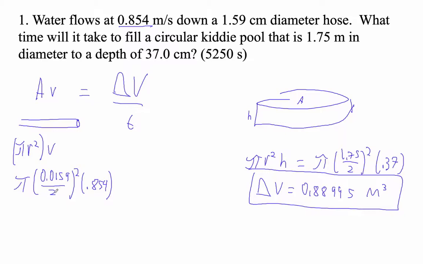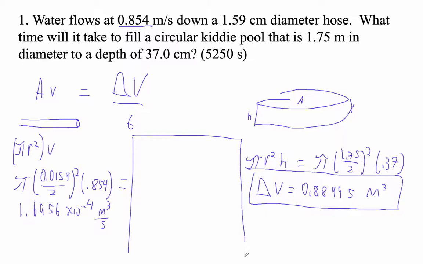All right, that is not very many cubic meters per second. So this equals 1.6956 times 10 to the minus 4th cubic meters per second. All right, and now we're ready to do the big thing. Here's the big thing, right? So 1.6956 times 10 to the minus 4th cubic meters per second is equal to this much cubic meters divided by time.